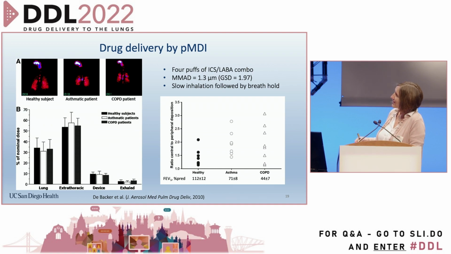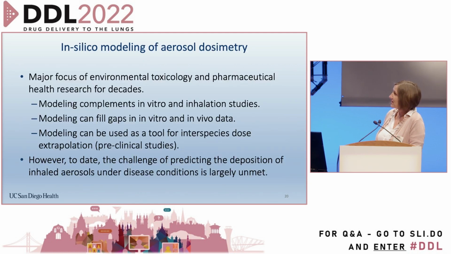So to try to understand beyond these images that are still quite coarse in resolution, one way to look at deposition at the airway level is to go to in silico modeling. And in silico modeling has been a major focus not only for pharmaceutical health research, but also in environmental toxicology for decades. It allows you to complement either in vitro or inhalation studies and also try to make a link between data you have in preclinical studies in animals to humans.